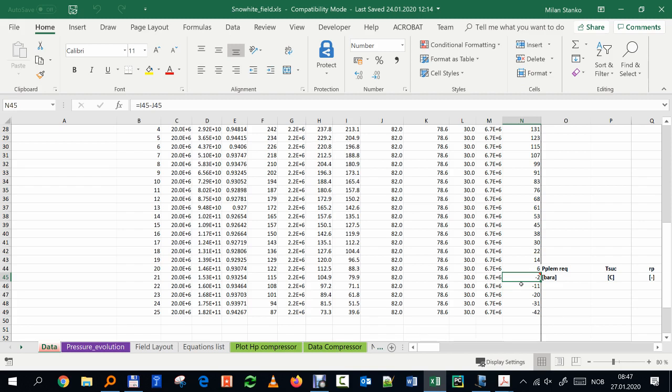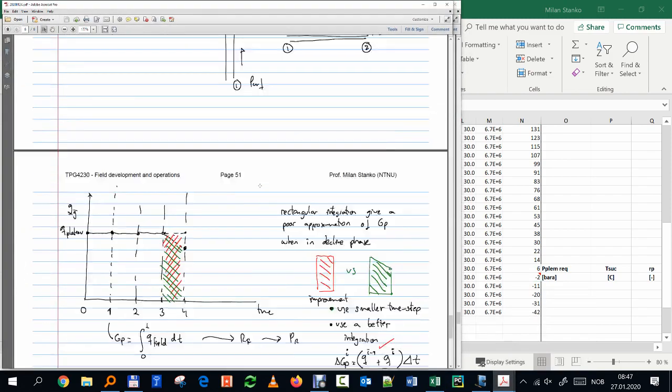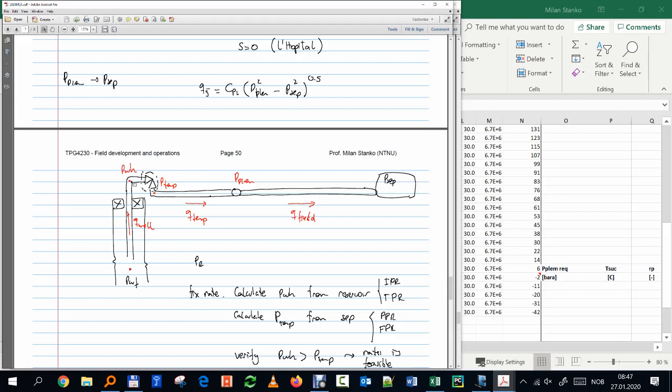They are physically in different places, right? If we look again at our system, one is here and one is here, but that is really not much distance in between. There are a few meters. So if the choke is open, then the two pressures should be very close, should be the same.